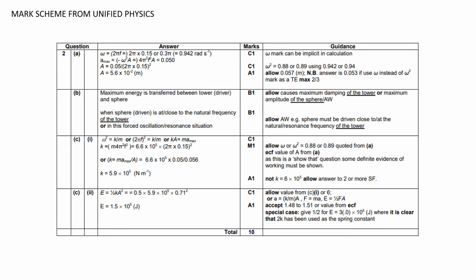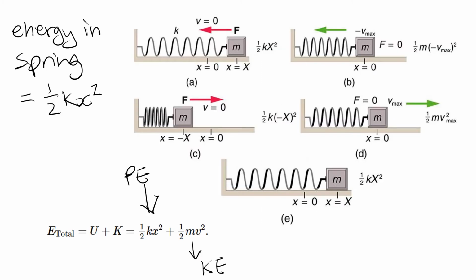And then for part C2, this is the stored energy, right? The stored energy of the spring. Because the stored energy equals half kx squared, where x equals the amplitude. And so that is where you have the stored energy. So let's go back to this one here. So this is stored energy.